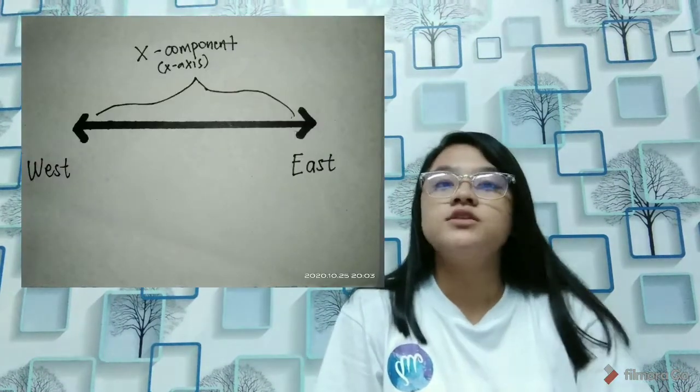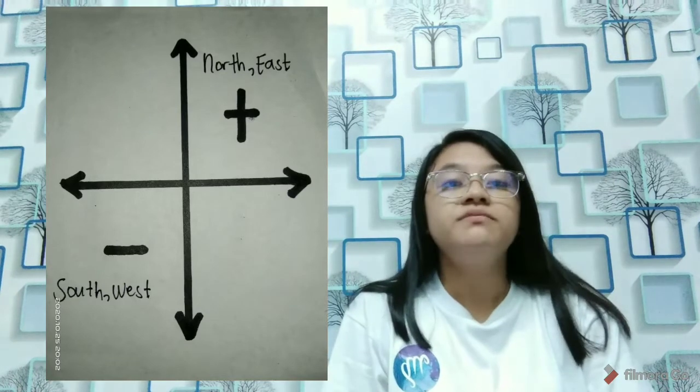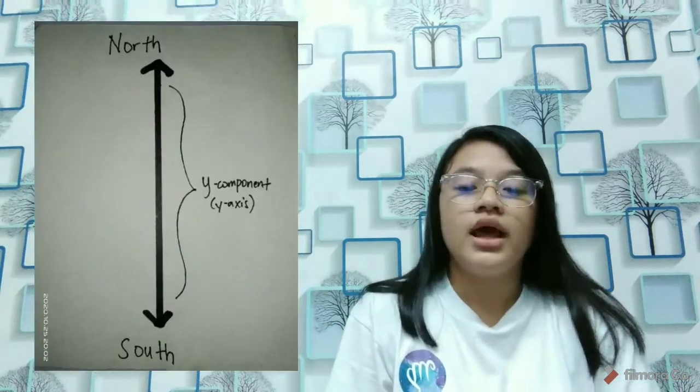In solving the component method, we will use the table of components. This table consists of vectors and x and y components. Remember that east and west are for the x component, and east and north are positive values, while north and south are for the y component, and west and south are negative values.